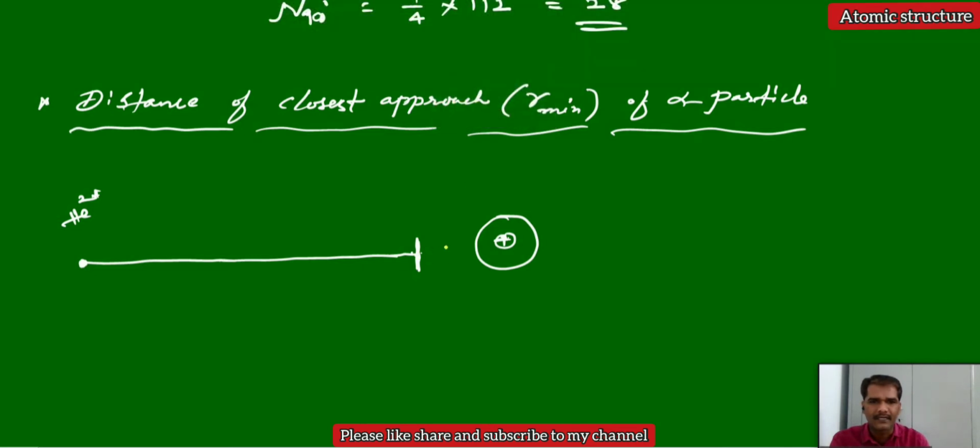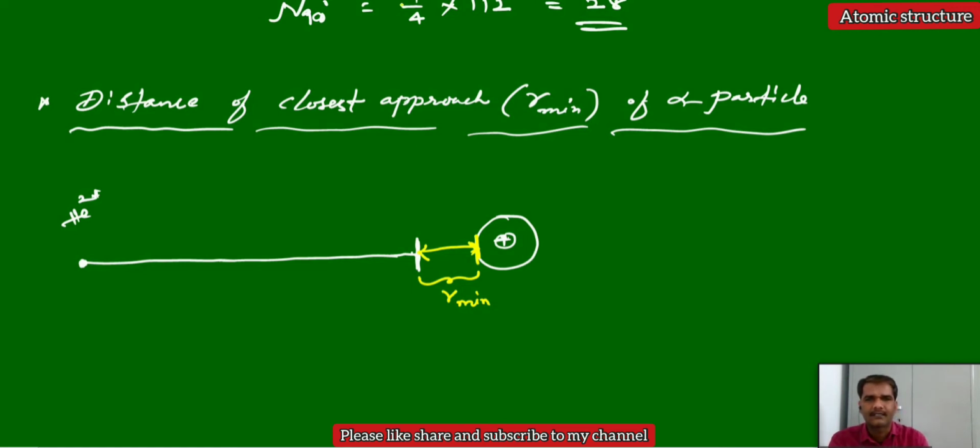So now we have to calculate the distance between these two. Let us assume this is the outer sphere of the nucleus. This is the distance, and this is called the closest approach. It is the distance between the alpha particle that has reached the nucleus and the outer surface of the nucleus. This is called R minimum, and this value we have to calculate. Right? This is the distance of closest approach.